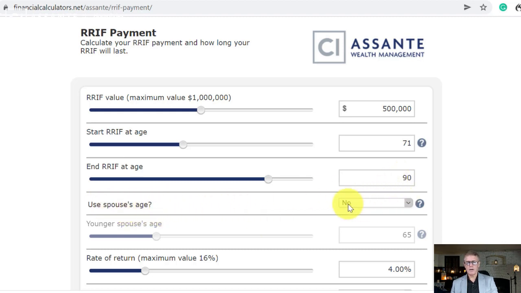Now, in this calculation, we're saying no, but why would you consider using your spouse's age in the calculation, which you can do? Well, if you're trying to minimize how much money comes out of the RRIF account each year, you can elect to use your spouse's age, and if your spouse is younger than you, it'll reduce the payments you have to take out, and I'll show that to you in a second. Spouse's age, we're using age 65 in this example.